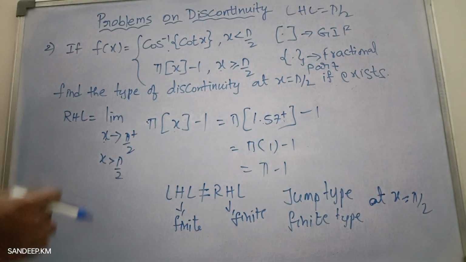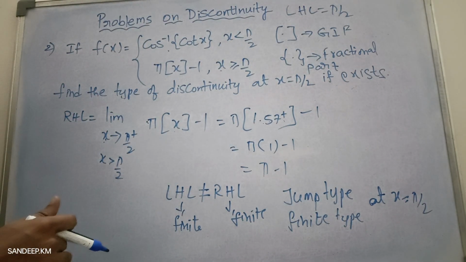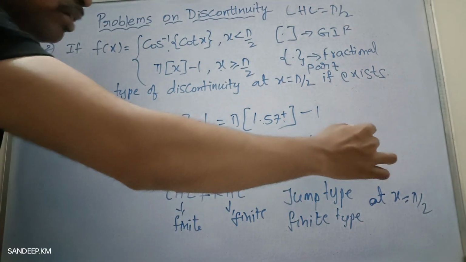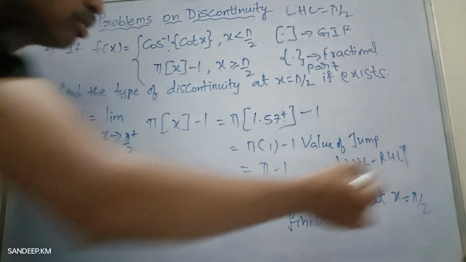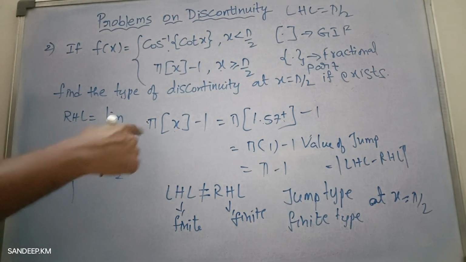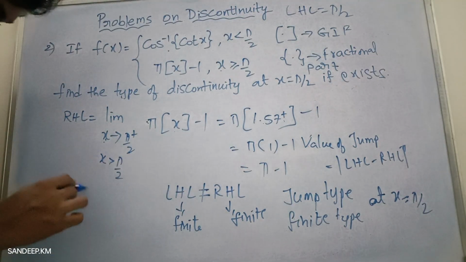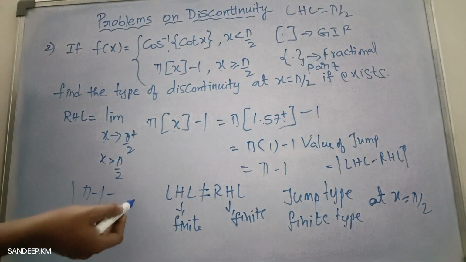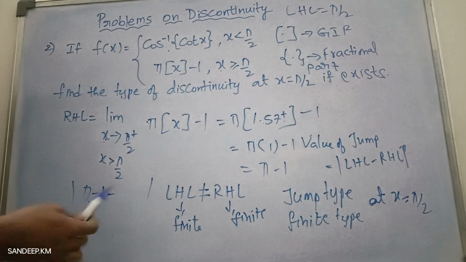Sometimes in the same question they'll ask us to find the value of the jump. Value of jump is equal to modulus of LHL minus RHL. So you can calculate it. Modulus of LHL is pi by 2 minus RHL is pi minus 1. But here, I'll take larger minus smaller. Obviously pi minus 1 is larger, so I'll write RHL minus LHL, because inside the modulus it can be either way. You can write LHL minus RHL or RHL minus LHL.